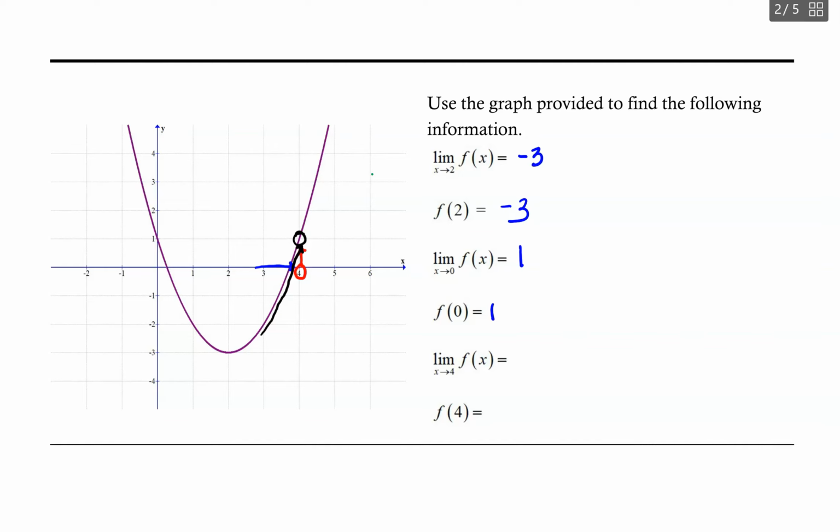Now let's examine what's going on from the right. So my x coordinate values are going to be decreasing towards 4. And we're paying attention to what's happening to the function as we get closer and closer to 4. And we can see the function values are decreasing, getting ever so close to 1. So the limit as x approaches 4 of f of x is equal to 1.